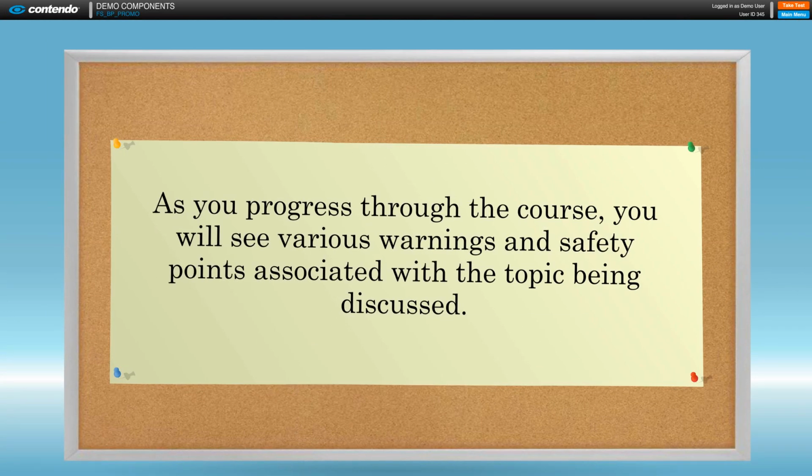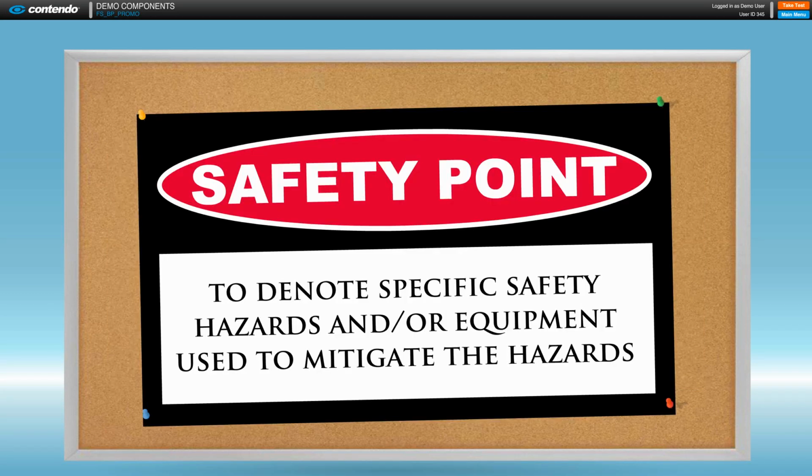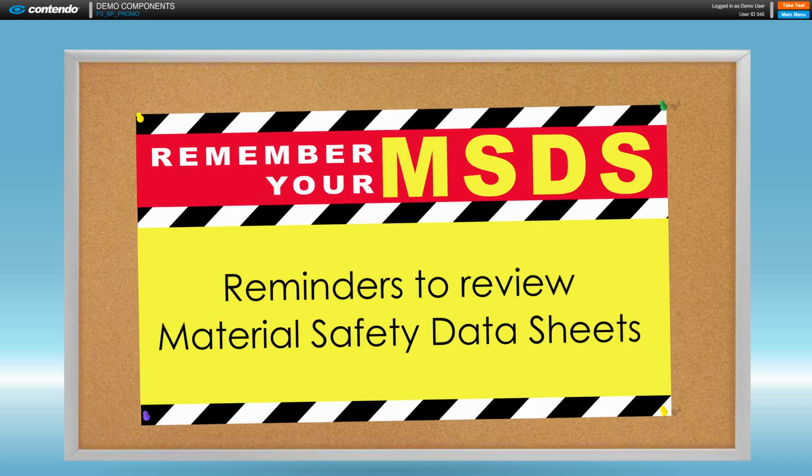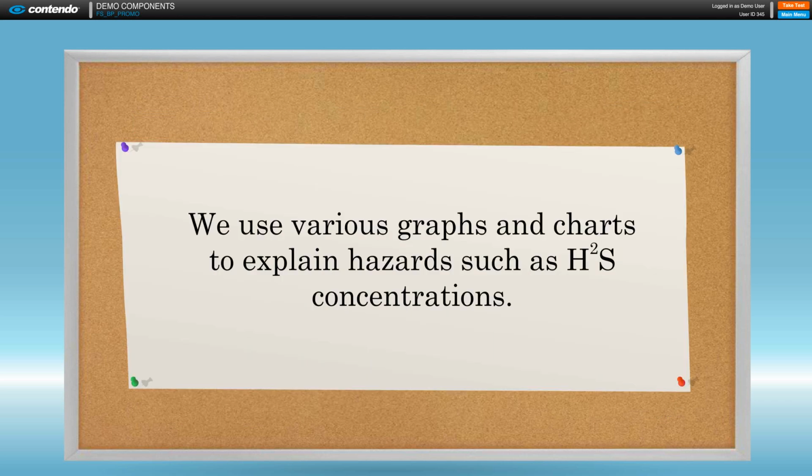As you progress through the course, you will see various warnings and safety points associated with the topic being discussed. These can be represented as safety points to denote specific safety hazards and/or equipment used to mitigate the hazards, cautions to bring attention to possible hazards, or reminders to review material safety data sheets. We use various graphs and charts to explain hazards such as hydrogen sulfide concentrations. Here is an excerpt.